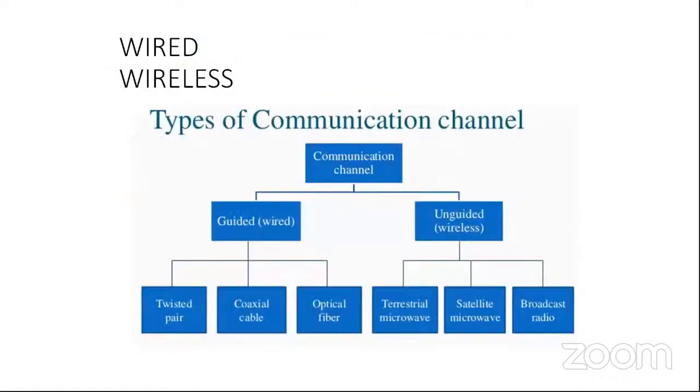So first of all, you know all about the communication layer. The communication channel will be guided and unguided, which means wired and wireless. You might all have heard this, but I'm giving a base intro. Wired communication includes twisted pair, coaxial and optical fiber. Optical fiber gives more data, right?